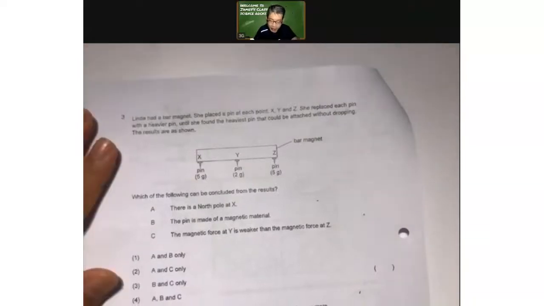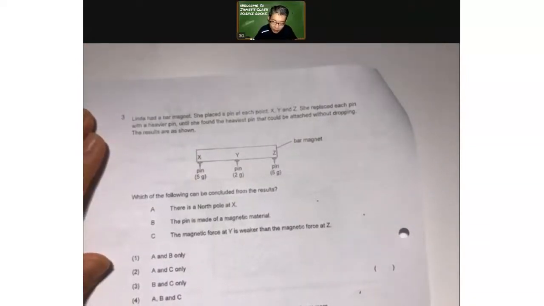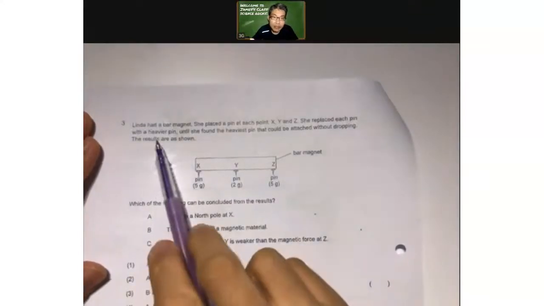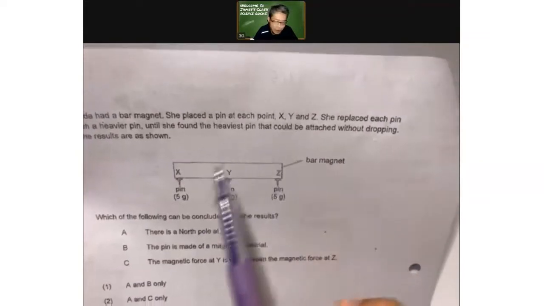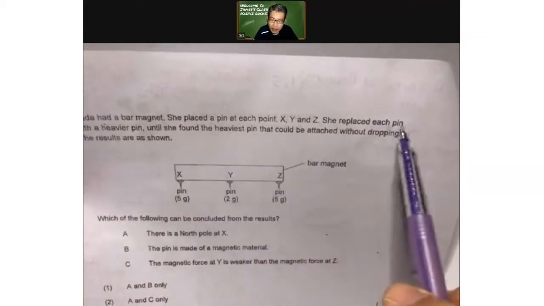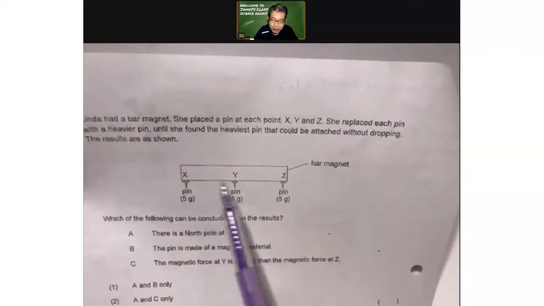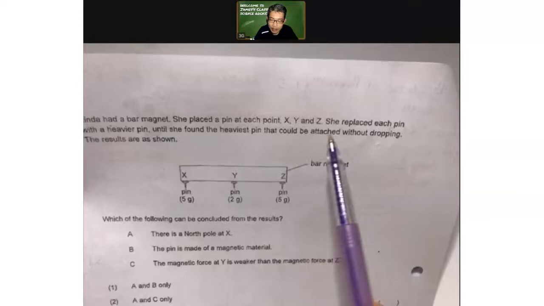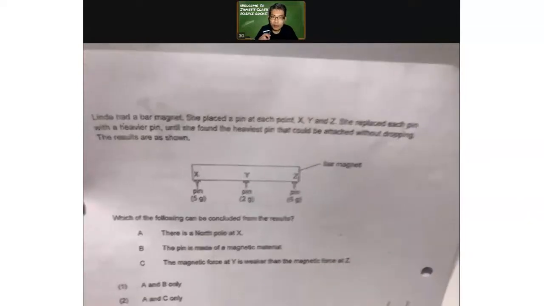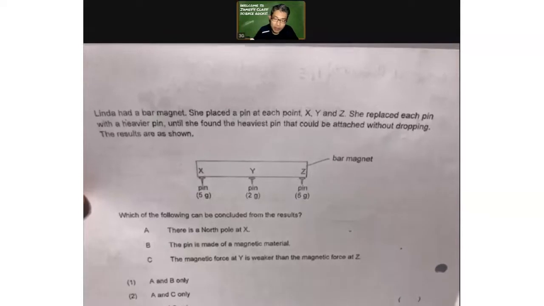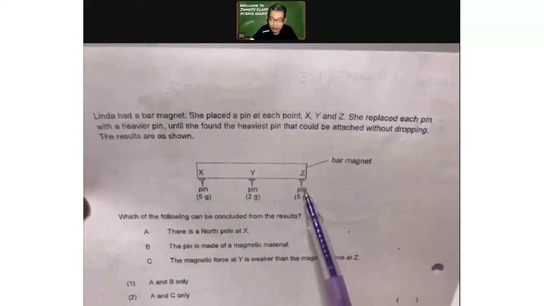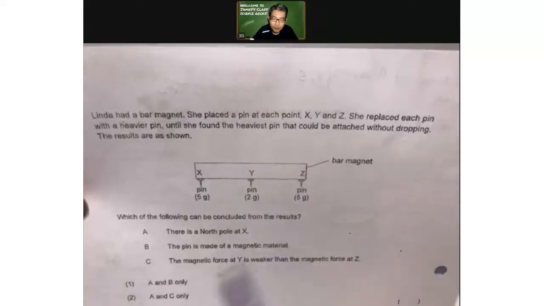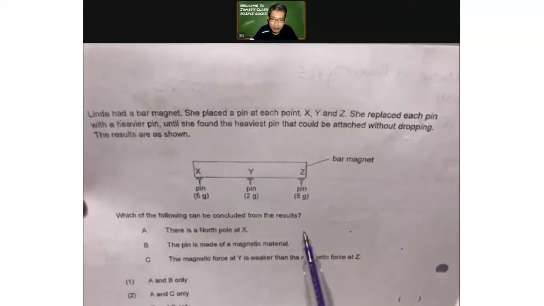Question 3 and 4 will be about magnets. Question 3 about magnets. Question 4 here will be about forces. Linda had a bar magnet. She placed a pin at each point, X, Y, and Z. She replaced each pin with a heavier pin until she found the heaviest pin that could be attached without dropping. So she must be trying to find out which pole of the magnet is the strongest. So here you notice this pin is at 5 grams, this pin is at 5 grams, this one is at 2 grams. Which of the following can be concluded from the results?